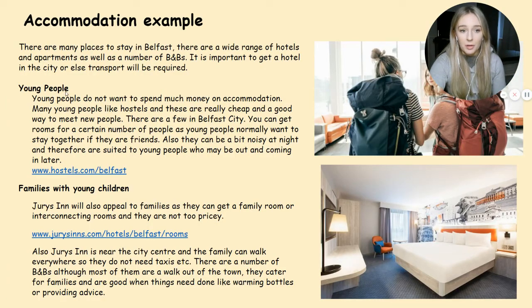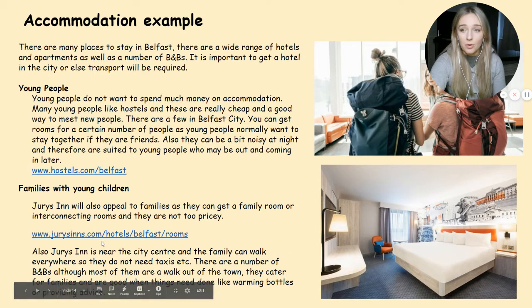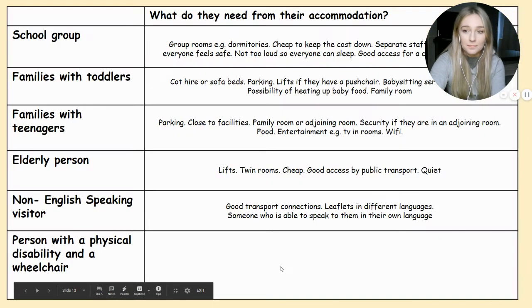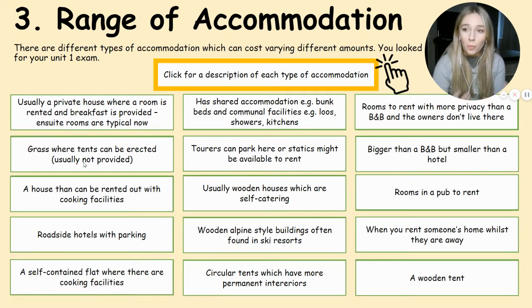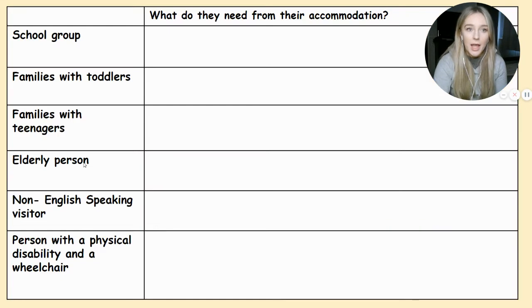So I've chosen a hostel for young people, and for my family with young children, I've just chosen a normal hotel. I've actually researched real hotels within Belfast, which is the Jury's Inn. I've got a picture off Google. I've got information about why it's going to appeal to that type of customer. So you can use that as a reminder, to give you some hints as to what types of accommodation would appeal to different kinds of customers.